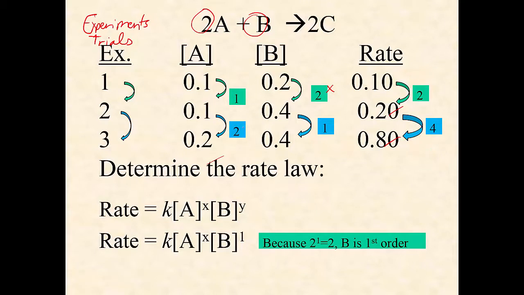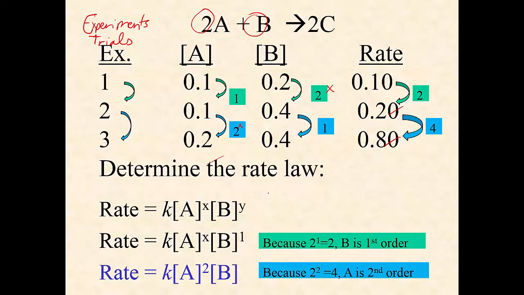So 2 to what power gives me 4? Well, 2 squared is 4. That's telling me A is second order. So my rate law for this reaction is rate equals k, A to the second, B. This time, oh wow, it did work out. Coincidence, we don't know that. It's not always going to be that. So what is the overall rate order of this reaction? It would be third order overall.